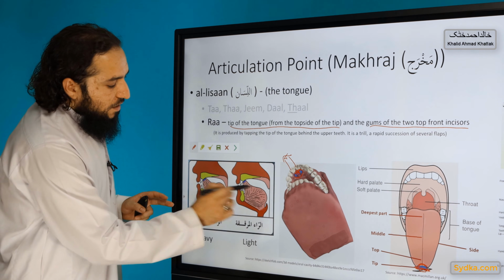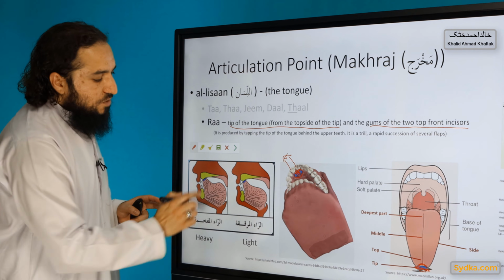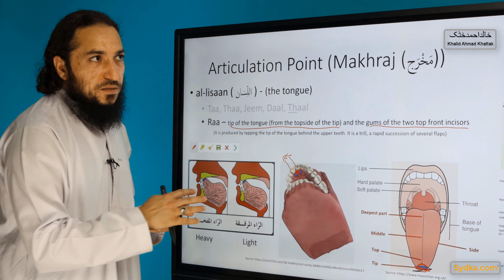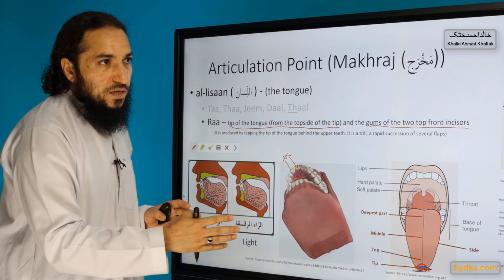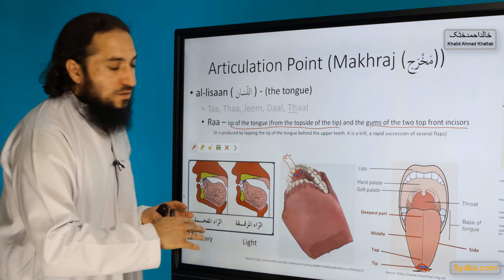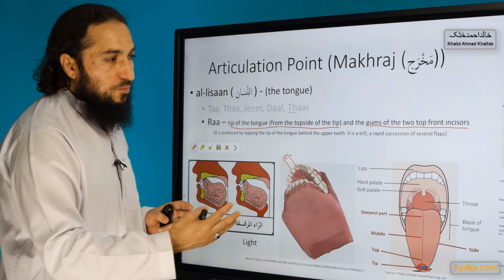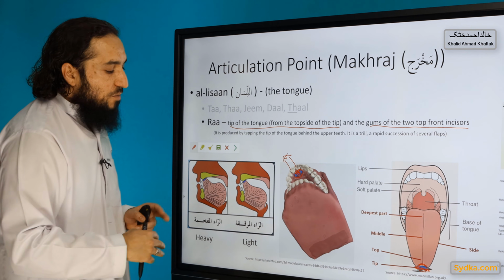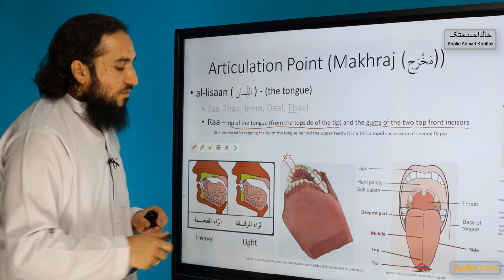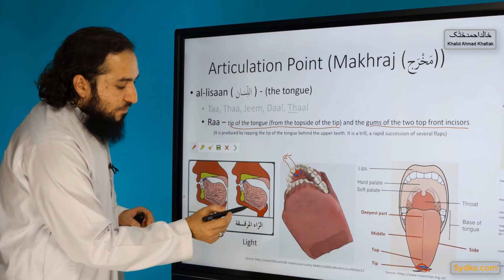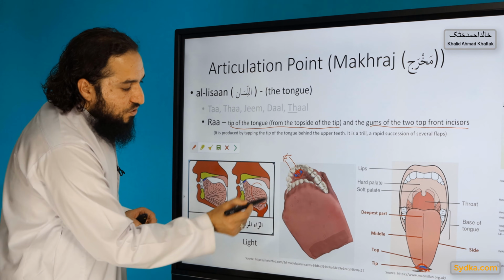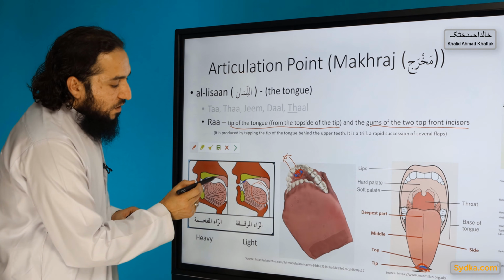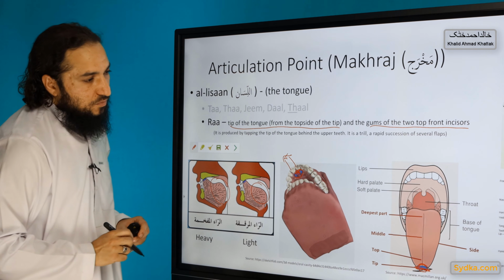And the tongue is positioned in different situations because ra is heavy at times and other times is light. So it actually has both properties. Sometimes it will be heavy, other times it will be light. We will discuss that in future. But when it is light, the position of the tongue is different than when it is heavy. You can see that from the image here.